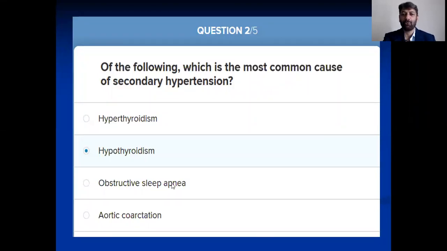I am showing you four options there: hyperthyroidism, hypothyroidism, obstructive sleep apnea, aortic coarctation. I want you to think of an answer which is the commonest out of these four. We're not saying that this is the commonest overall. Out of these four, which is the commonest? Let's see, someone has clicked hypothyroidism as the cause of secondary hypertension. It may not be the right answer. Let's see the right answer, and then we'll go about it, what to do in that situation.